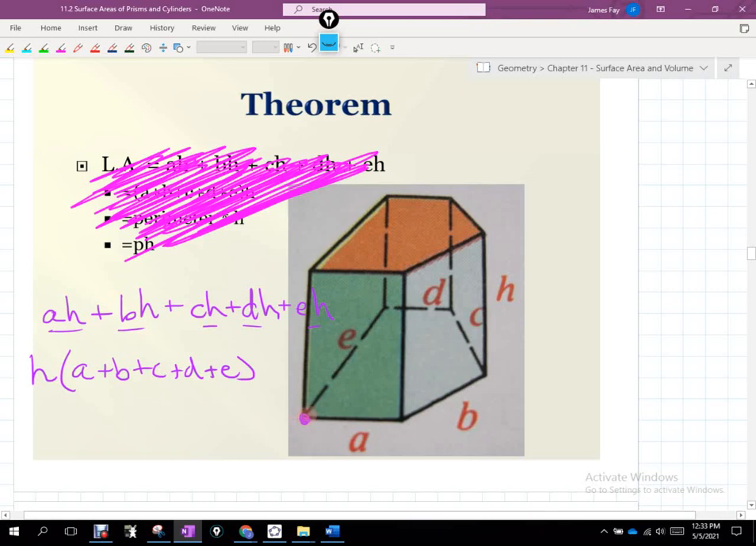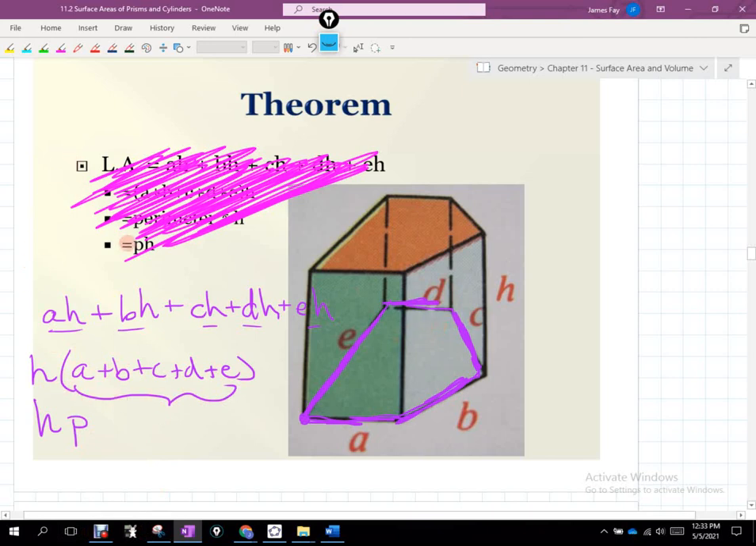Start here at A, travel to where B starts to intersect, travel down B, travel down C, travel down D, travel back down E, you get back to where you started, right? What is that purple distance called? Perimeter. Okay, so I'm going to take this here, A plus B plus C plus D plus E. That's the perimeter of my base, right?